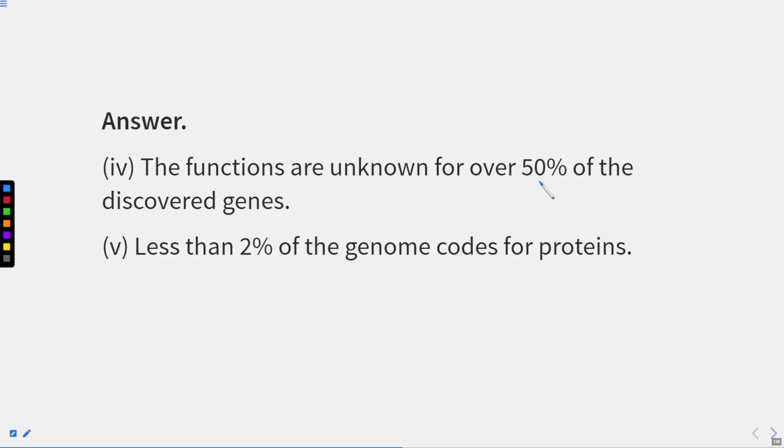Now, less than 2% of the genome codes for protein. So this is also a very interesting factor. The rest is the waste DNA or the junk DNA. Only 2% of the genome codes for proteins, or you can say enzymes, meaning only 2% of the genome is useful. The rest of the genome is known as the junk DNA.